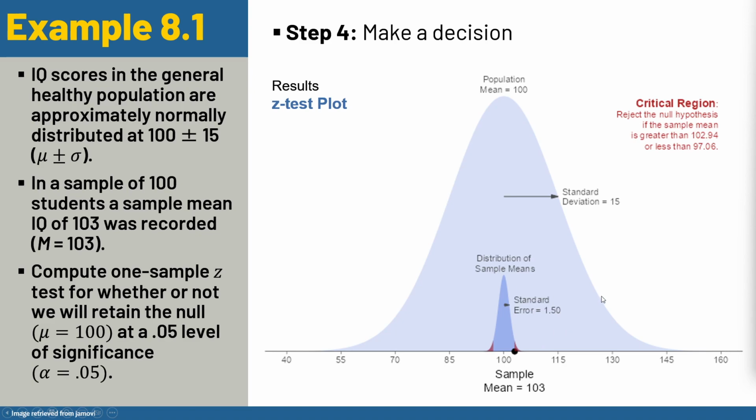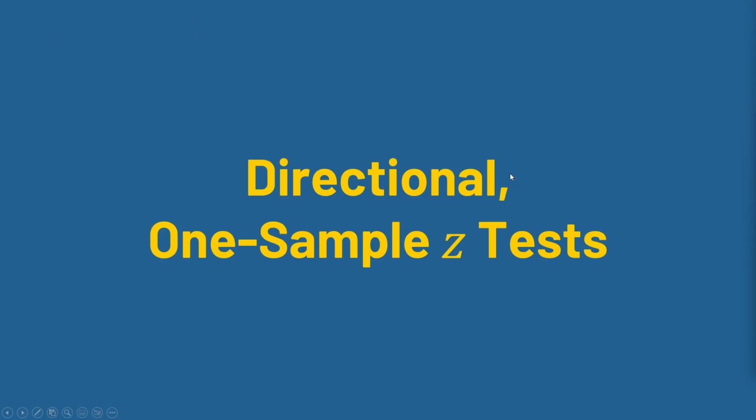And then our little distribution of sample means is right here with a standard error of 1.5. And so you can see our sample mean falls over here in this critical region for that distribution of sample means, right? And so that's just another way of depicting that our results showed that we should reject the null, because it seems like there is something different about the sample mean we collected. Therefore, it seems like there's something about our population that is incorrect or invalid in this context.